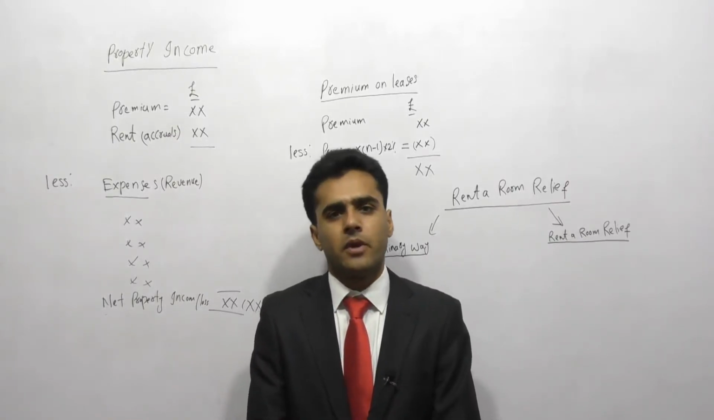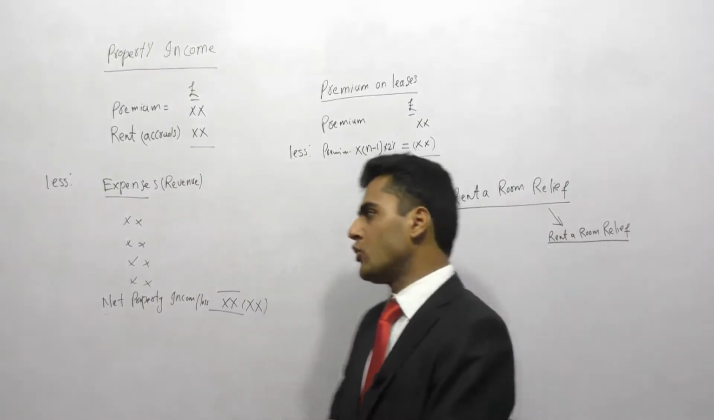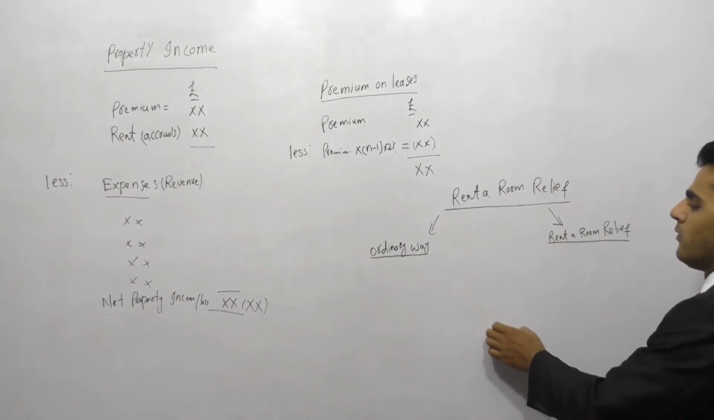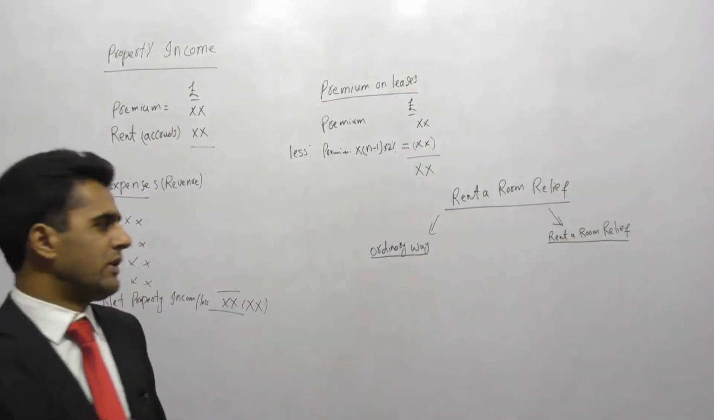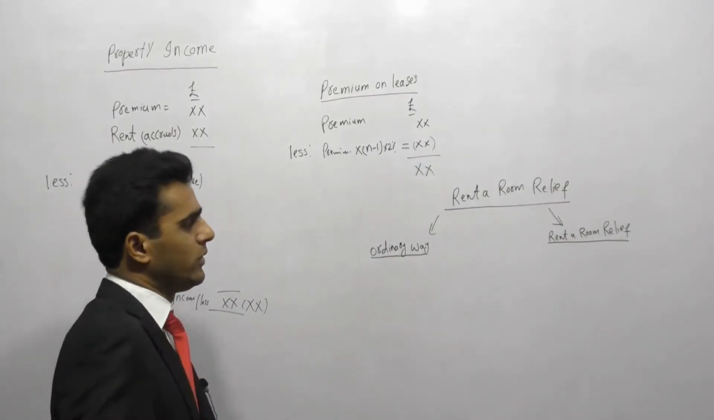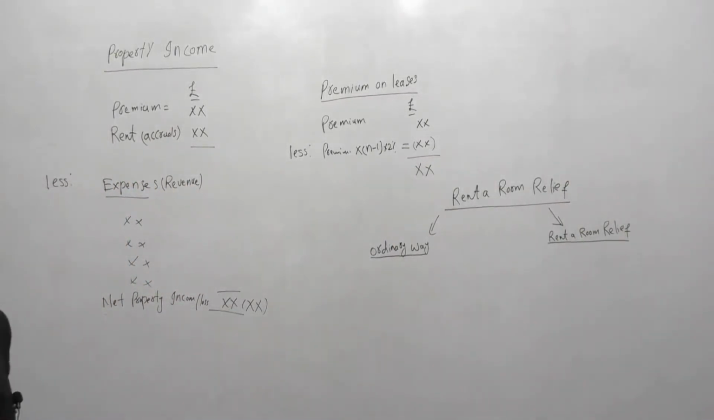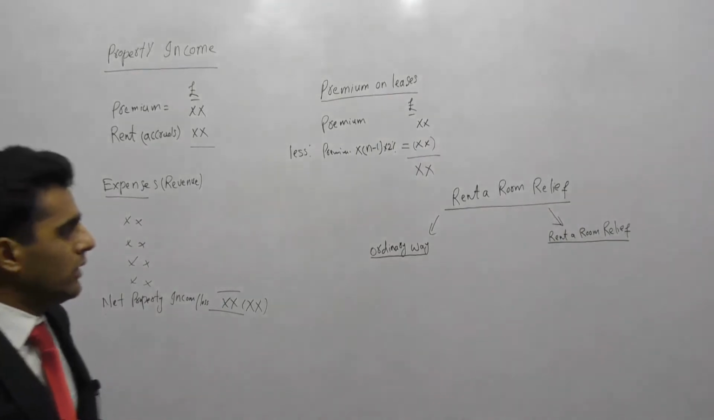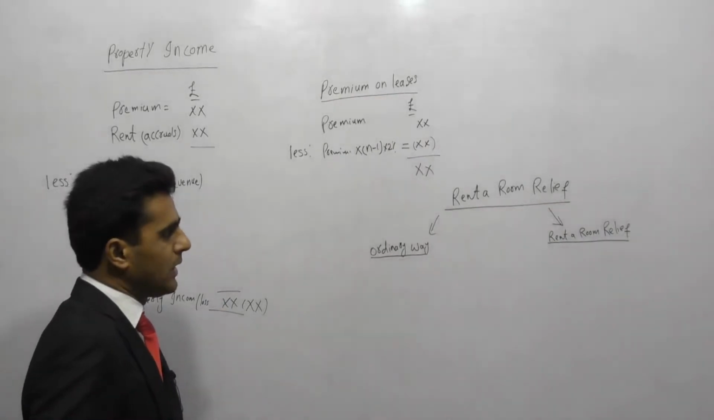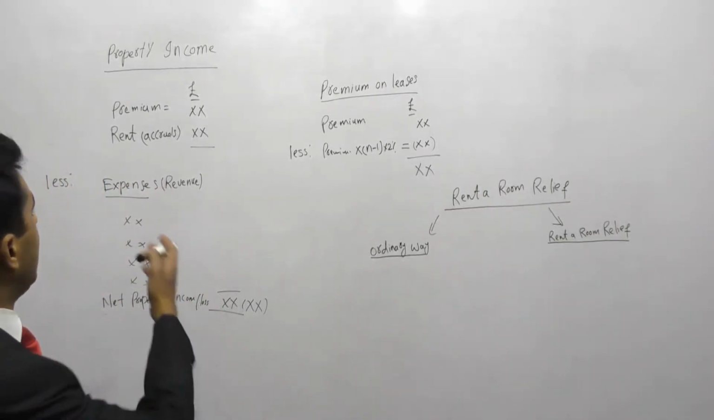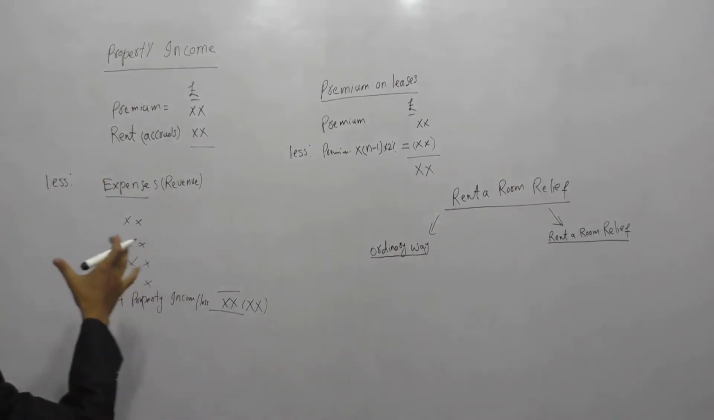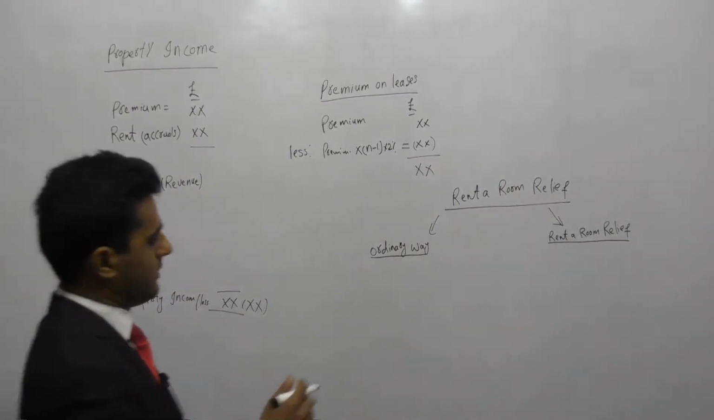Hello and welcome again. We will see now how to calculate the rent a room relief, and we'll do some questions as well. Now there are two ways to calculate rent a room relief. One is the ordinary way and the other one is the rent a room relief way, or you can call it the alternative way. In the ordinary way it's very simple.